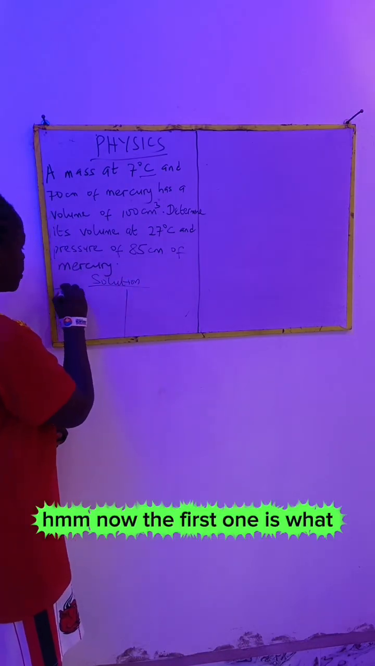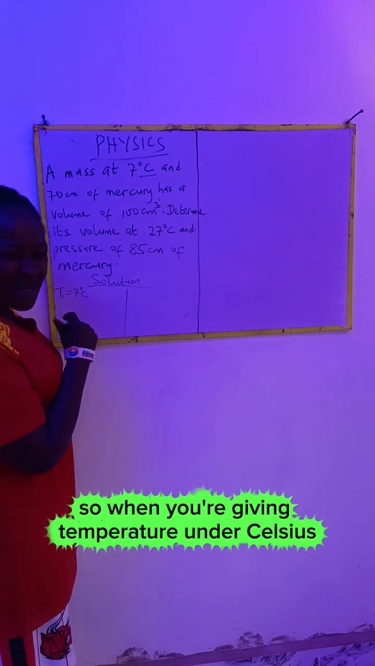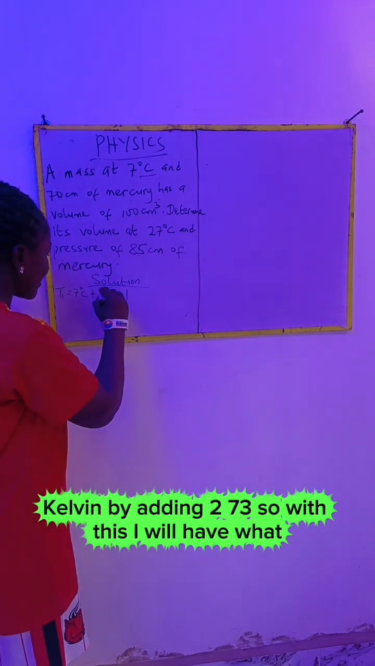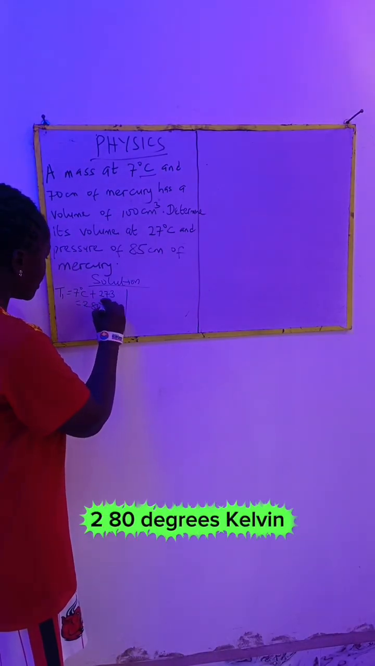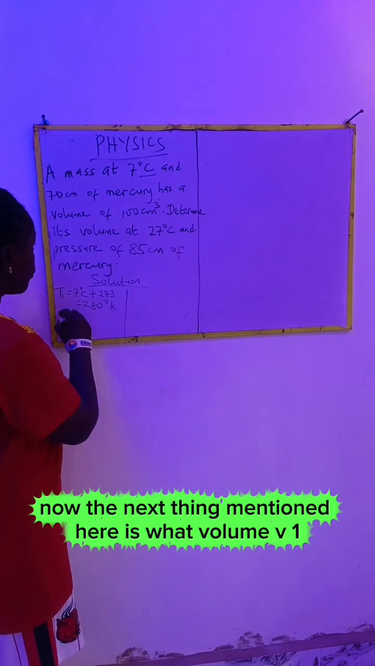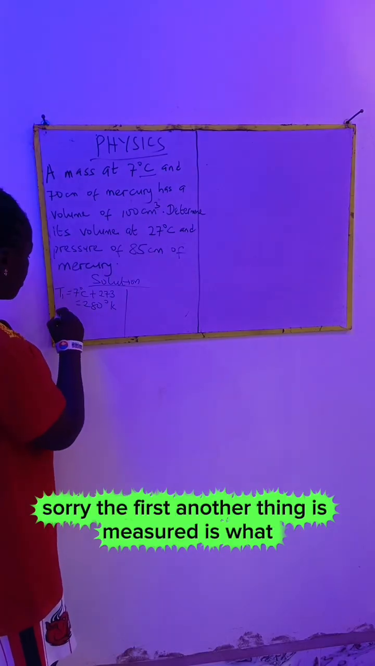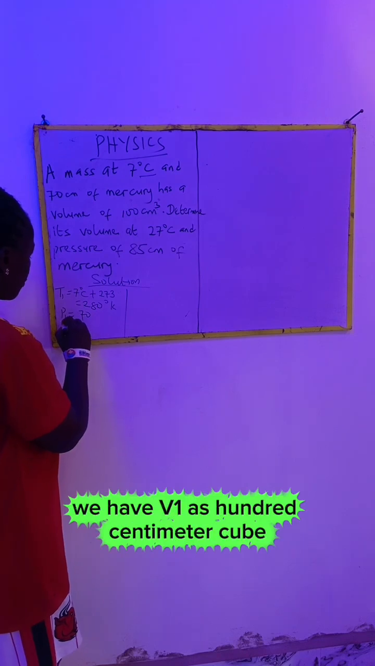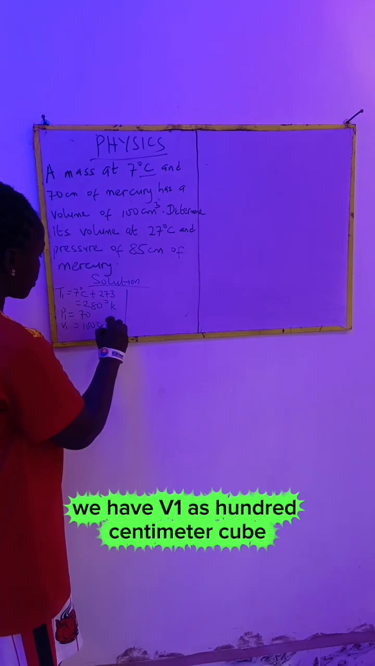Now the first one is what? T1. That is 7 degrees Celsius. So when you're given temperature in Celsius, you have to convert it to what? Kelvin, by adding 273. So with this, I will have 280 degrees Kelvin. Now the next dimension here is what? Volume V1. Sorry, another thing measured is P1. And P1 is 70. We have V1 as 100 centimeter cube.